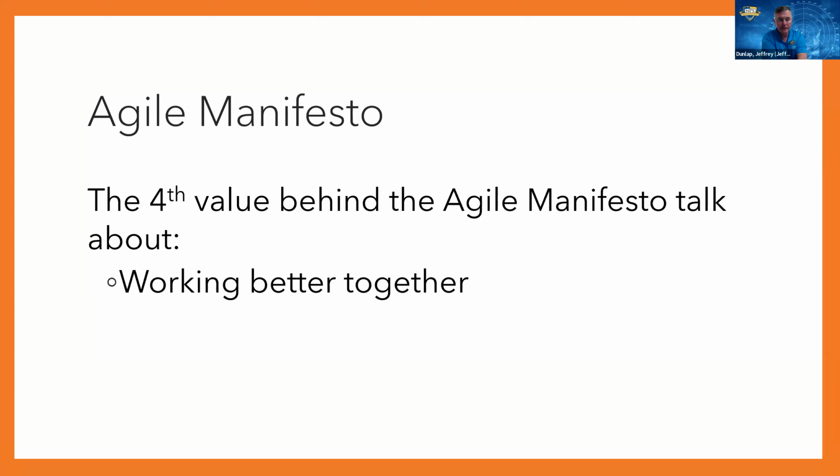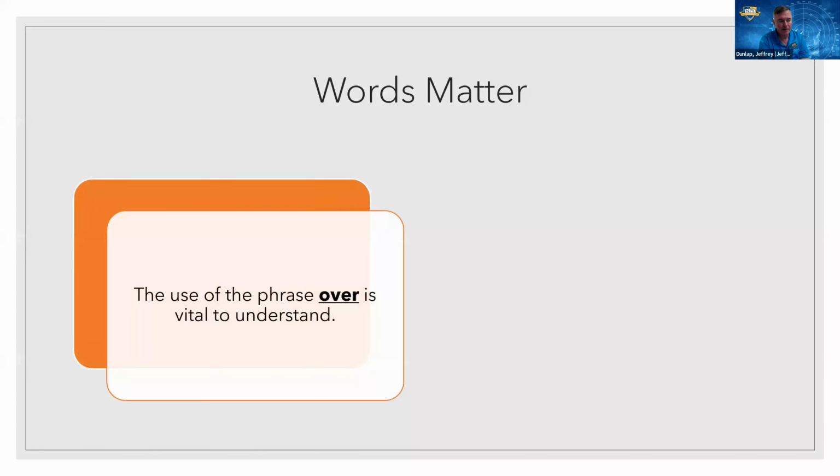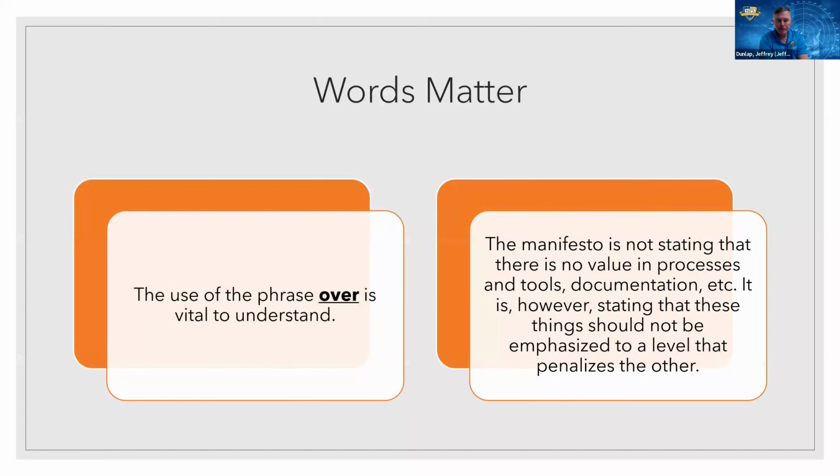The fourth value basically talks about how we work better together. How does the team work better together? How does the contractor work with the government? How does the user, the warfighter, work with the acquisition government people? These are things we have to think about. There's a phrase they use over and over, and it's vital to understand what "over" means. The manifesto basically says they value this one thing on the left over this other thing on the right. And what they're trying to say is, the right is important, but we value the left more.